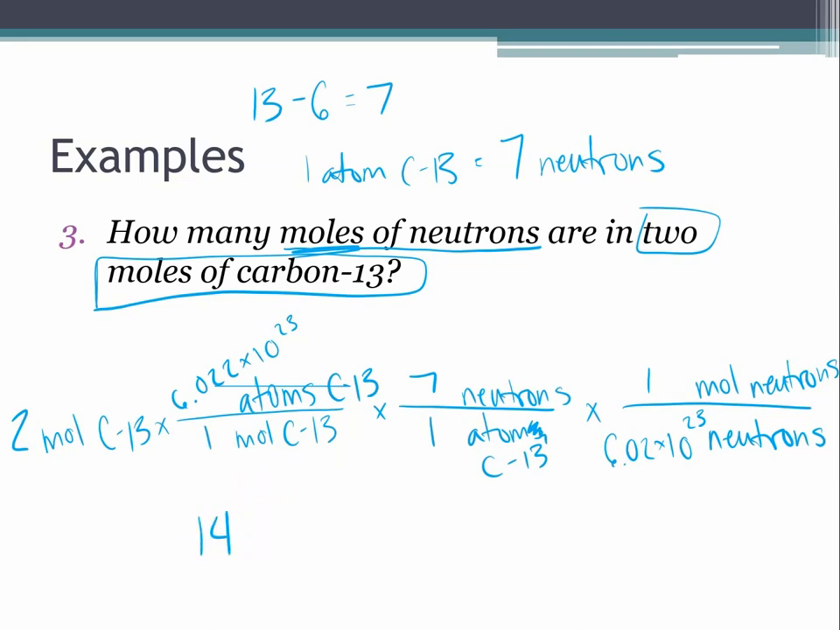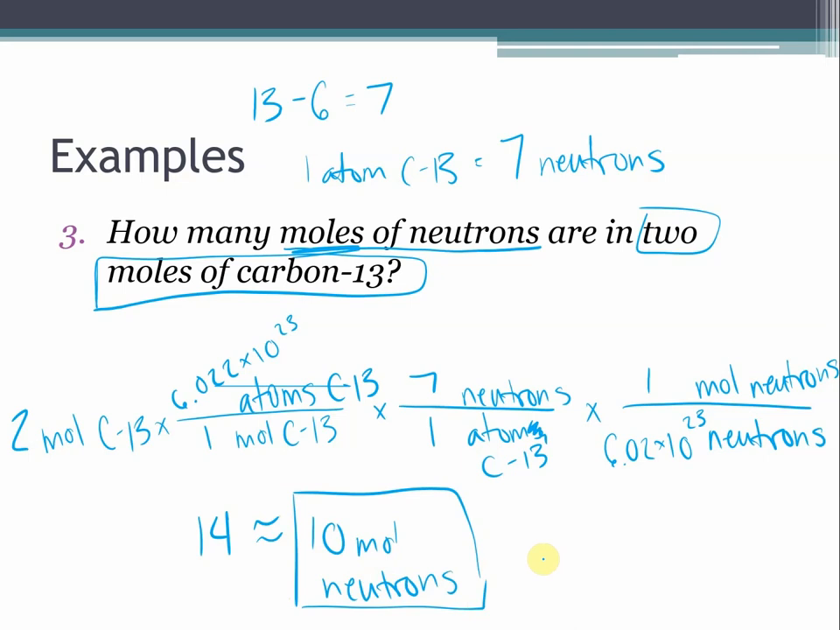Rounding this to significant figures, because we started with only 1 sig fig, we are going to round this to 10 moles of neutrons. You may see a shorter version of this. You may see a little bit of redundancy, and if you do, that's great, but you need to be able to show your work. Please do not look at this problem and say, oh, it's going to be 2 times 7, there's my answer. I have to see your work on this.